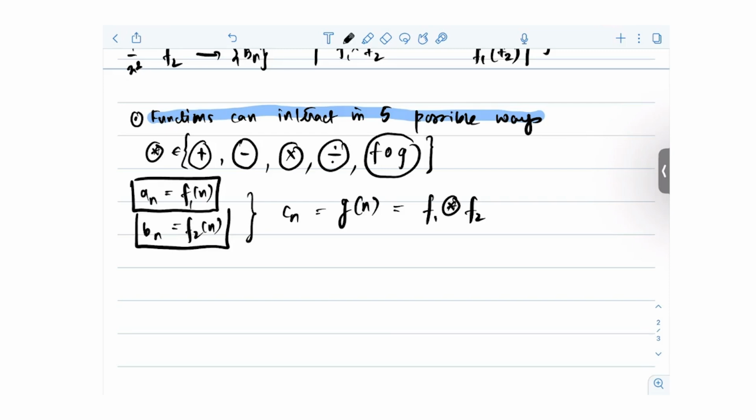Then how to find this limit? Because it's a new function. Essentially the new limit, the limit of c_n, will be based on the limit of f1, the limit of f2, and the star operation, right? Do you understand the core idea, guys? If you define the sequence as a function, the functions can interact in these five possible ways only. Therefore, a new sequence can be made from two different functions by f1, f2, and star, so the new limit will be based on f1, f2, and star.